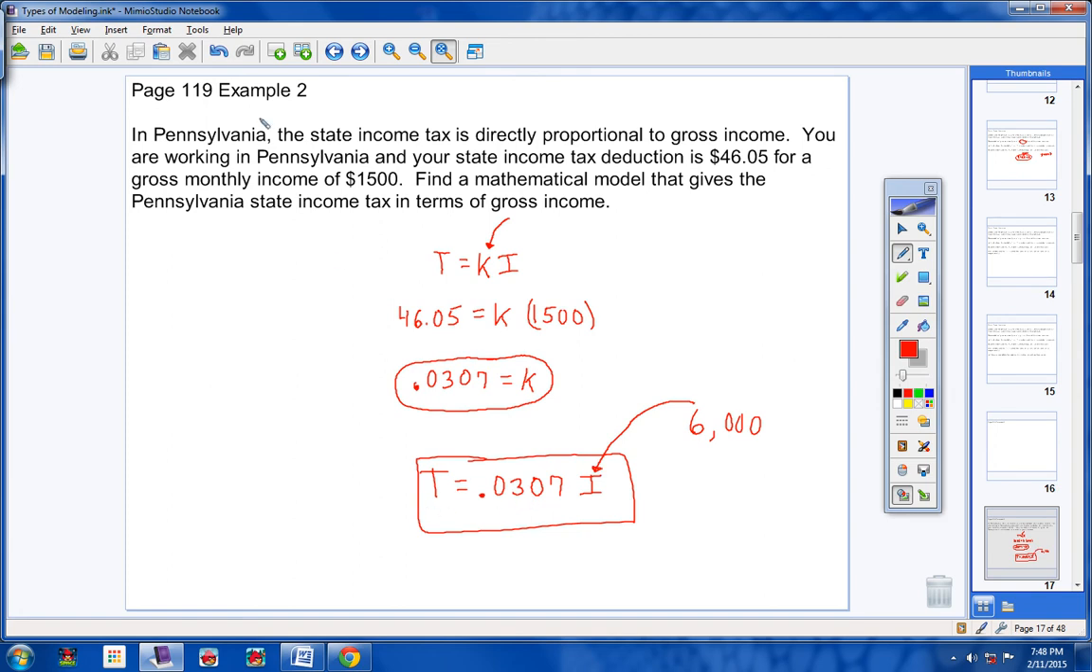Okay, so there we go. Let this sink in. See if you have any questions, guys. Pretty simple. And let's move on, okay? We wrote a mathematical model because we knew we had direct proportionality. Okay? Alright, let's move on.